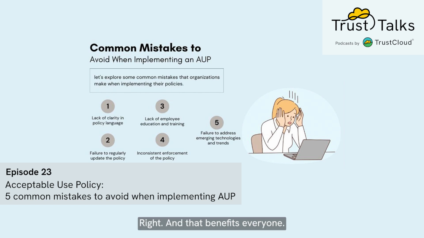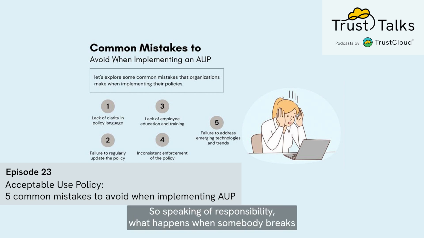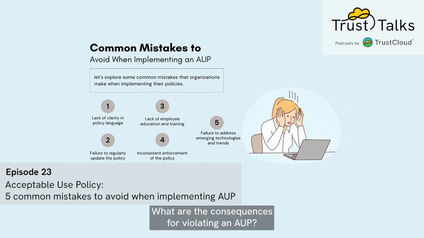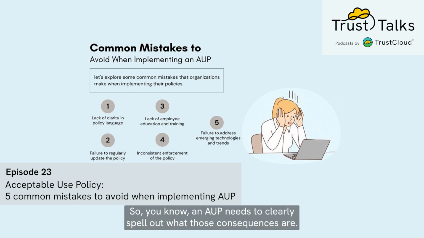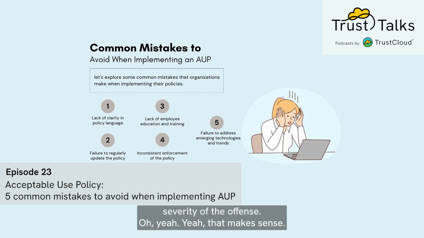And that benefits everyone. Okay, so speaking of responsibility, what happens when somebody breaks the rules? What are the consequences for violating an AUP? And I'm not talking about accidentally hitting reply all on an email. I mean the serious stuff. Right. So an AUP needs to clearly spell out what those consequences are. And those consequences should be proportionate to the severity of the offense.